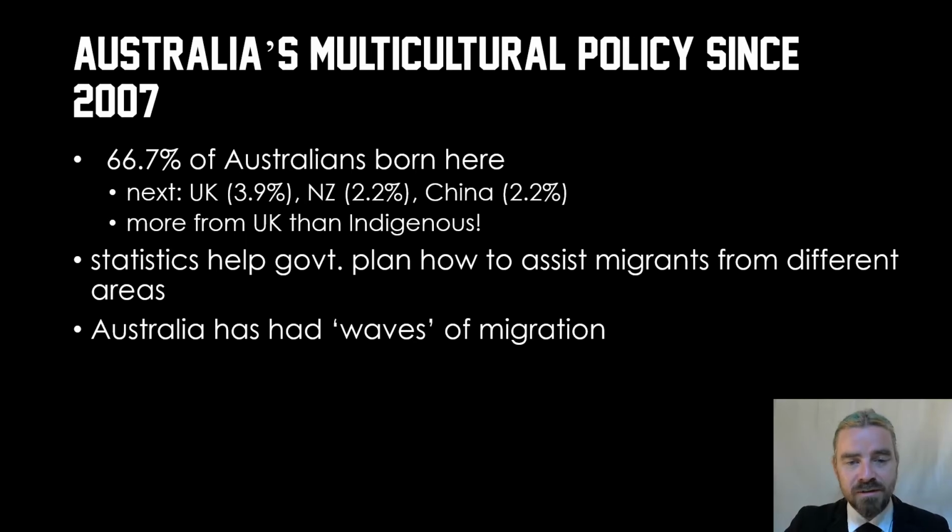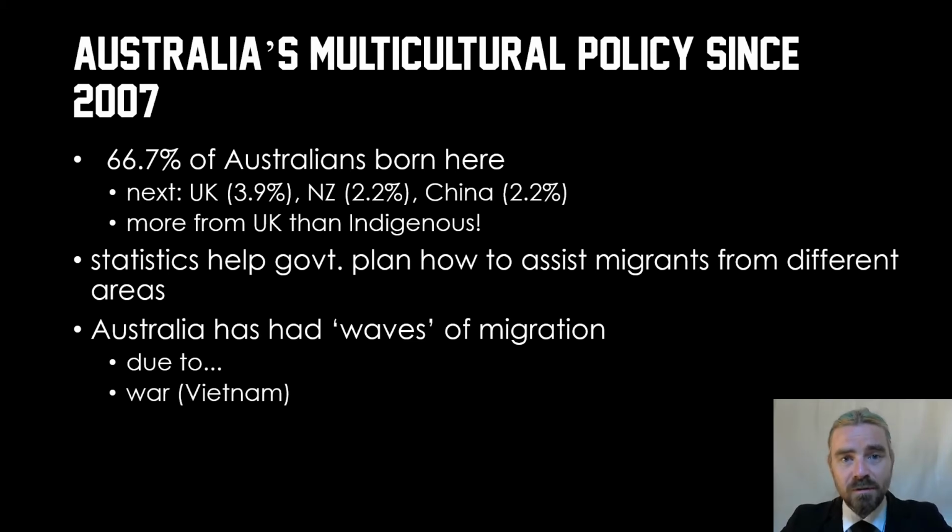Okay, so Australia has had waves of migration, yeah? We watched a behind the news video last time about that. So, a wave of migrants and then another wave of migrants. So, for example, why might there be waves of migration? So, war. After the Vietnam War, lots of Vietnamese people came to Australia, known as the Vietnamese boat people. Quite a few Vietnamese people in Australia came over after the Vietnam War.